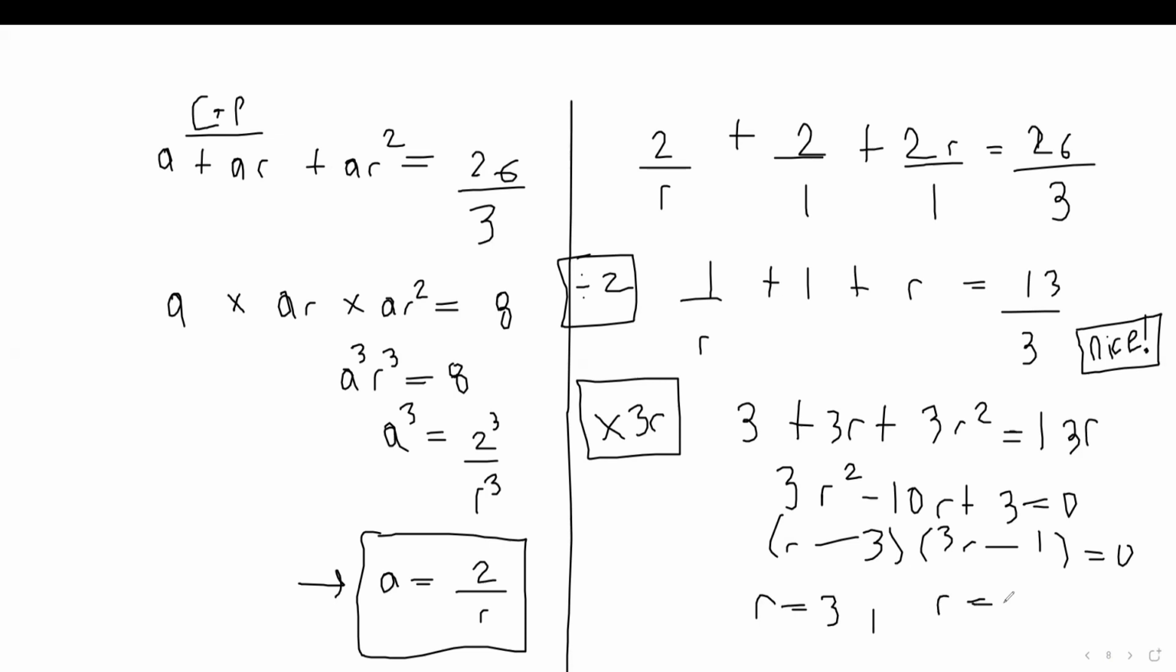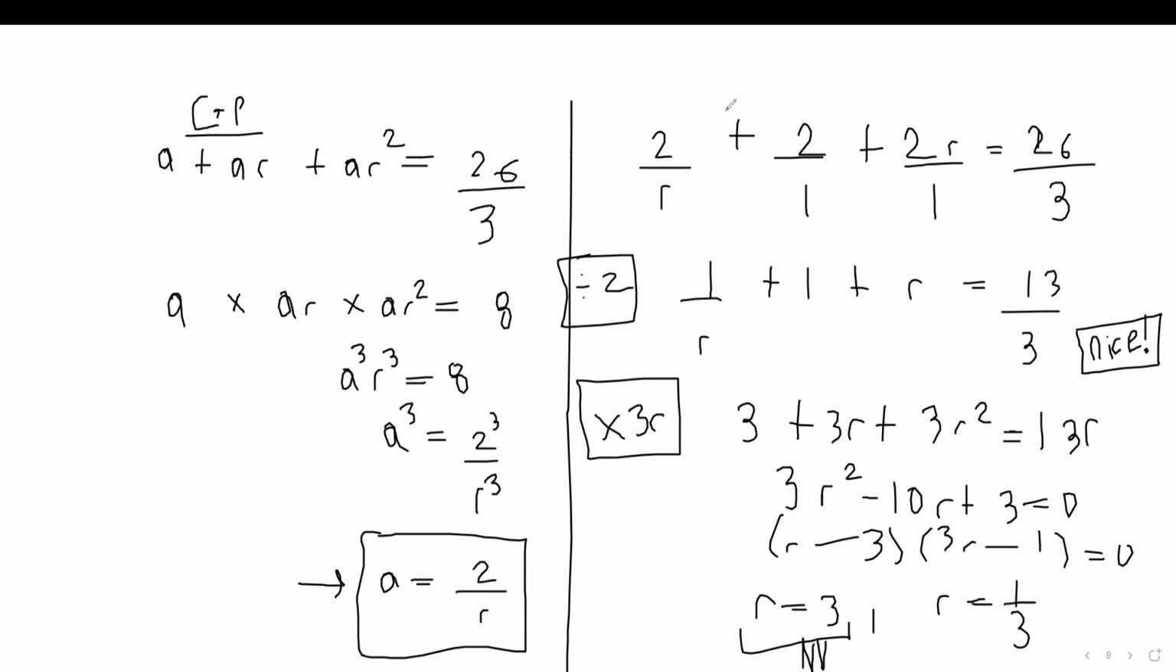Now, r equals 3 or 3r minus 1 equals 0. Bring over the 1, or r equals 1 over 3. So r equals 3 or r equals 1 over 3. Now this one can't happen. This one is not valid. So we can write NV, not valid.